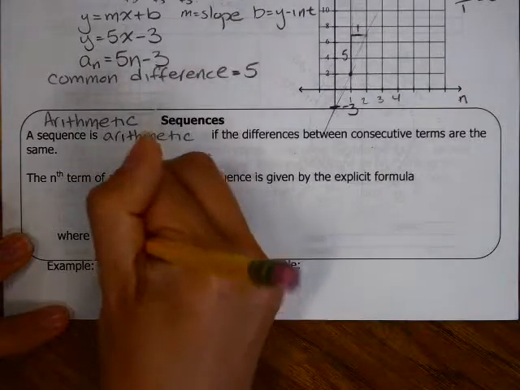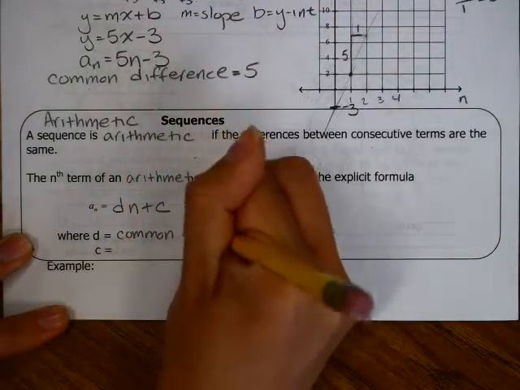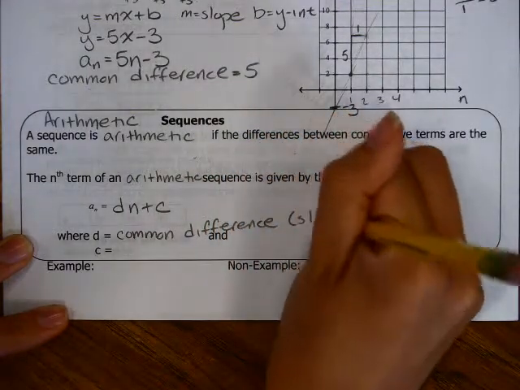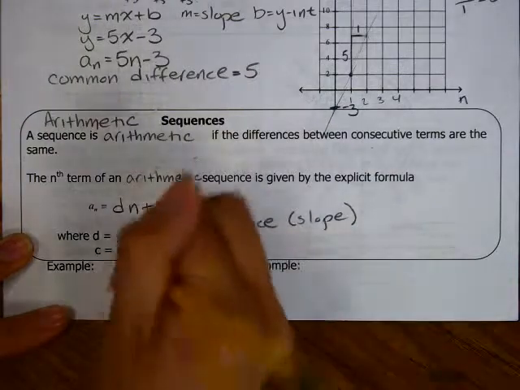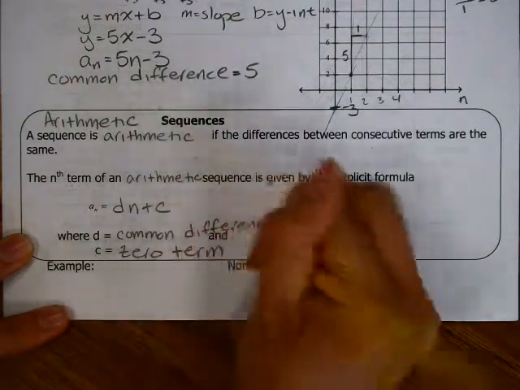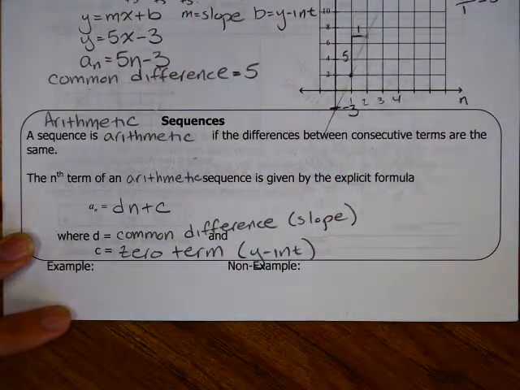Here, d is the common difference, also known as slope, and c is the zero term. Remember, you could think of that as the y-intercept.